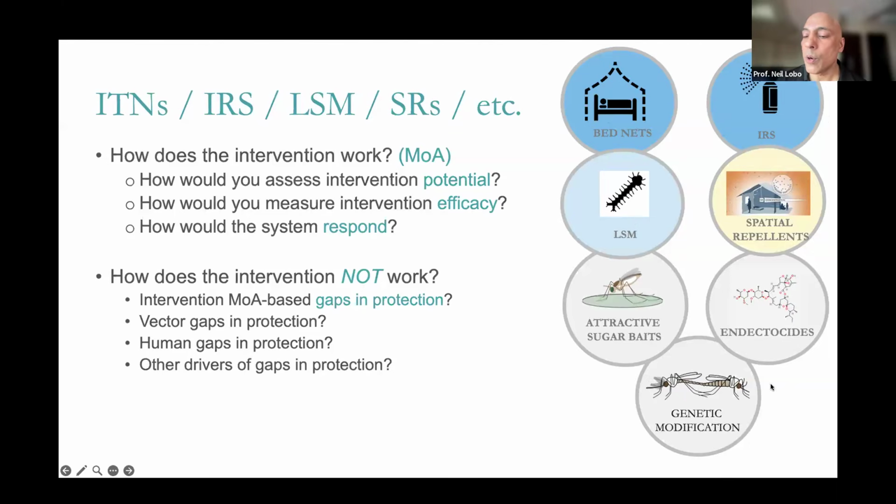But the others we also want to understand, so when they come up for use, when we can actually use them, we understand the processes behind them. So we want to understand the modes of action, or MOAs. We want to understand how each intervention works and how it does not work. And when we understand how it works, we can understand the potential of that intervention. If we do not have it at our site, how well will it work? How well do we expect it to work? Once we implement it, we can actually evaluate its efficacy or effectiveness.